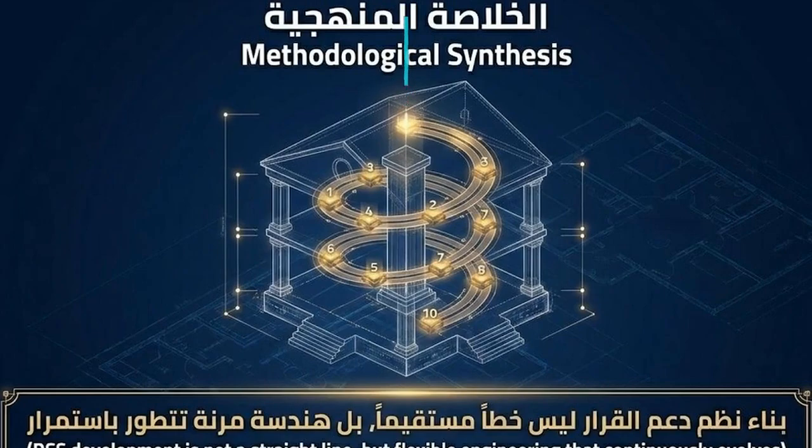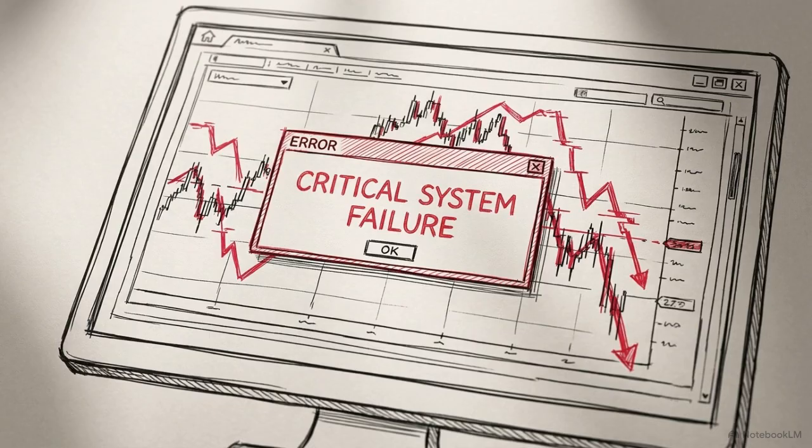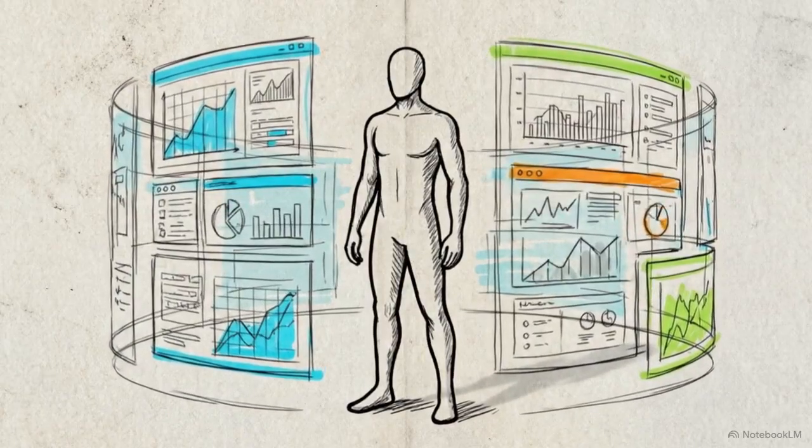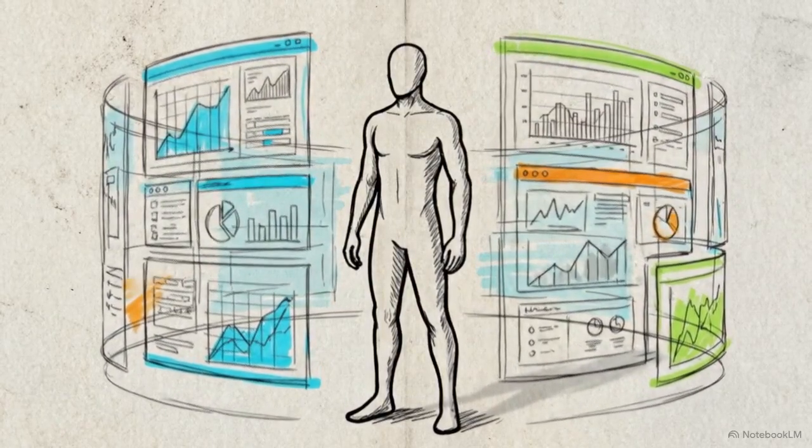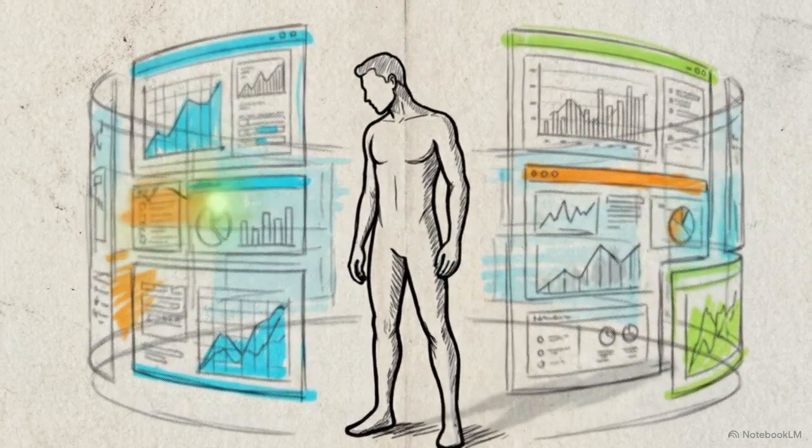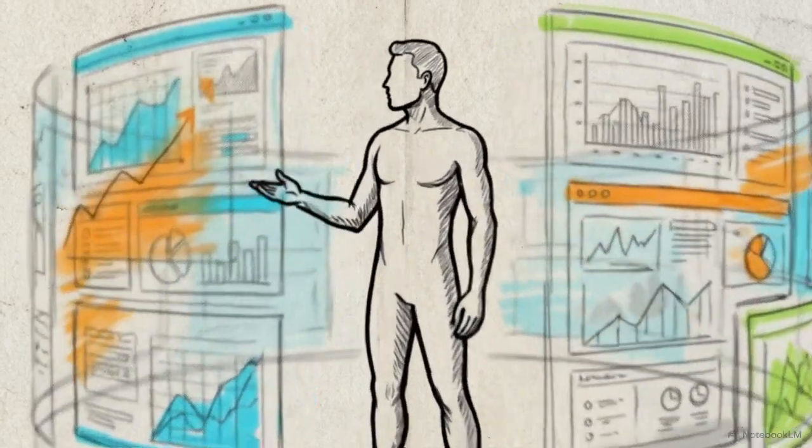A rigid software system will always break under the pressure of a changing market. A decision support system survives because its underlying architecture places the decision maker precisely in the center of an infinite, highly flexible loop of improvement.